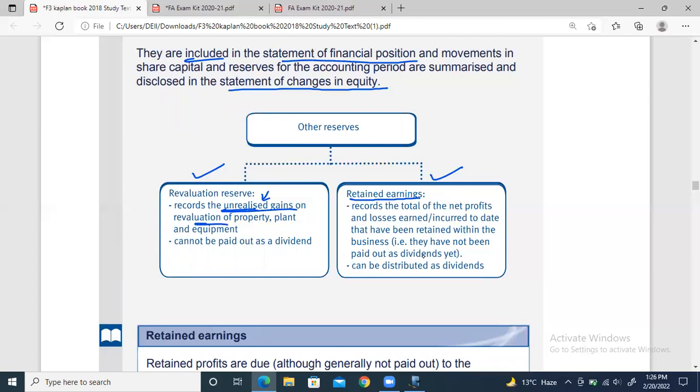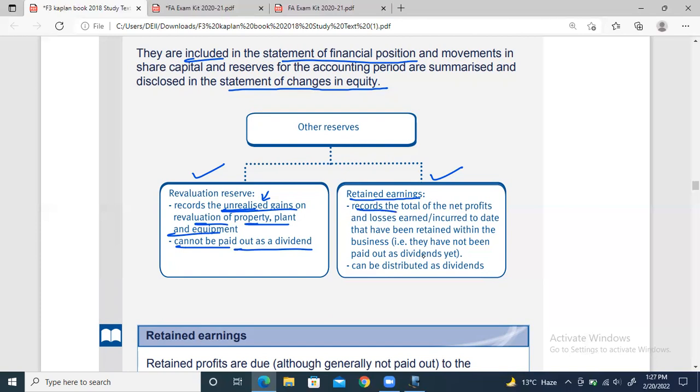On revaluation of property, plant, and equipment, this cannot be paid out as dividend. So we cannot make this mistake of paying out dividend from revaluation reserve. Obviously, it does not make sense to pay out dividend from the revaluation reserve. Actually, the dividends are paid from which reserve? Retained earnings, that I already discussed above.